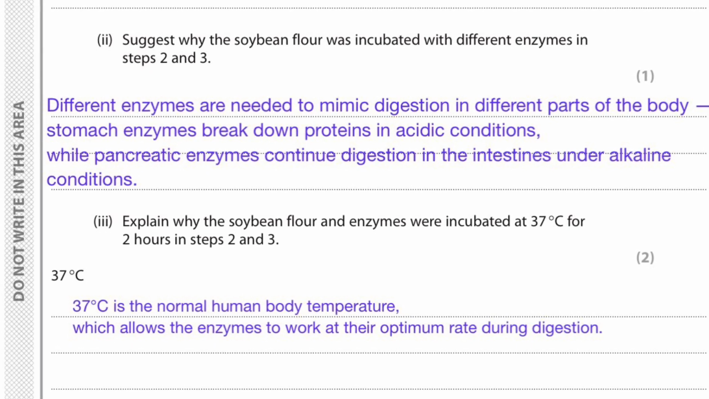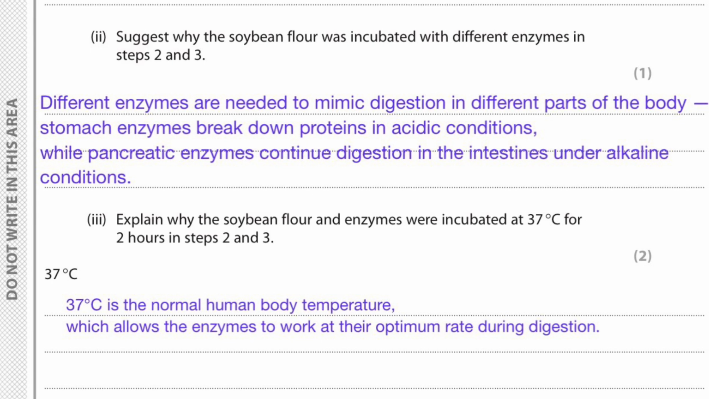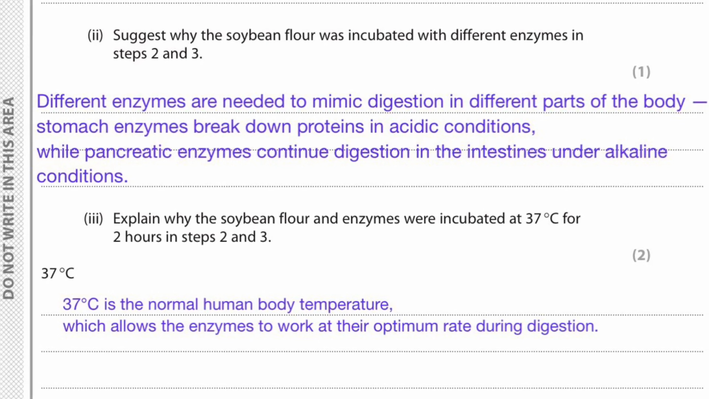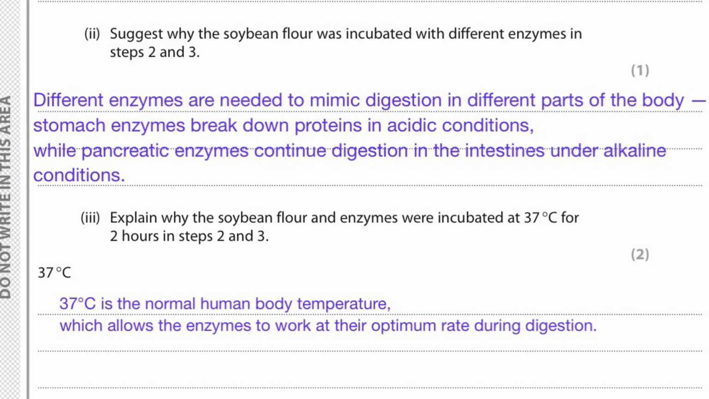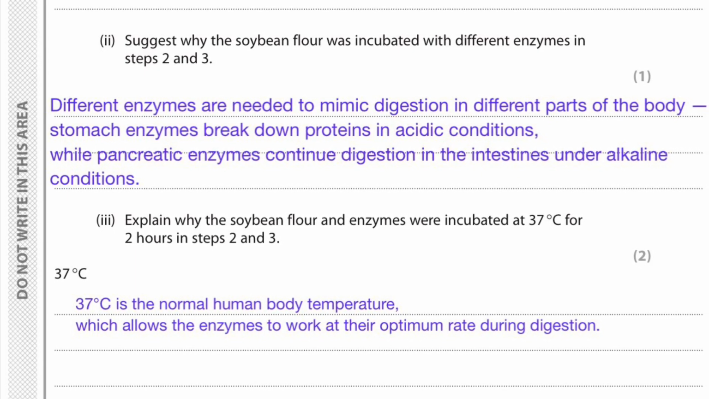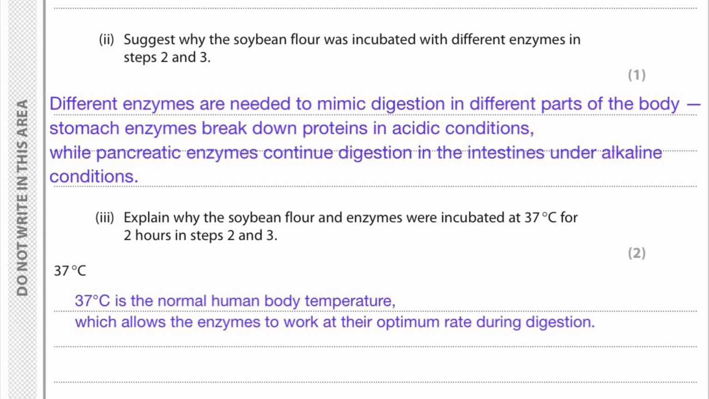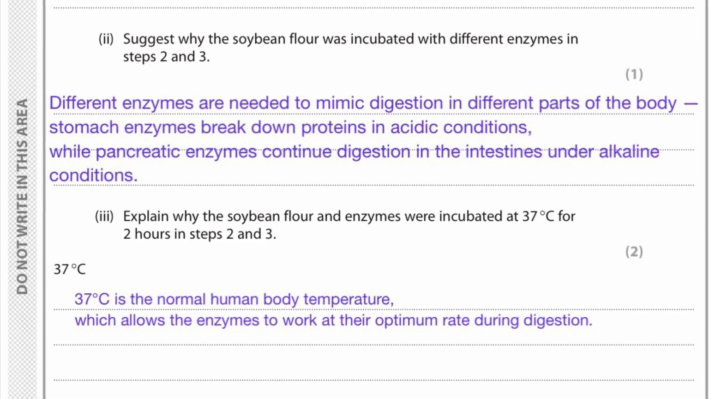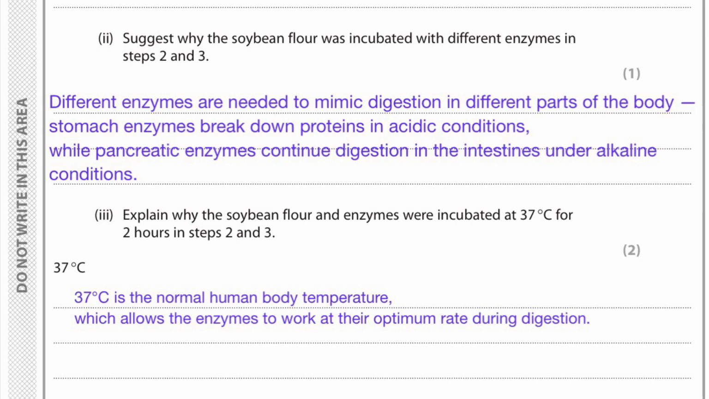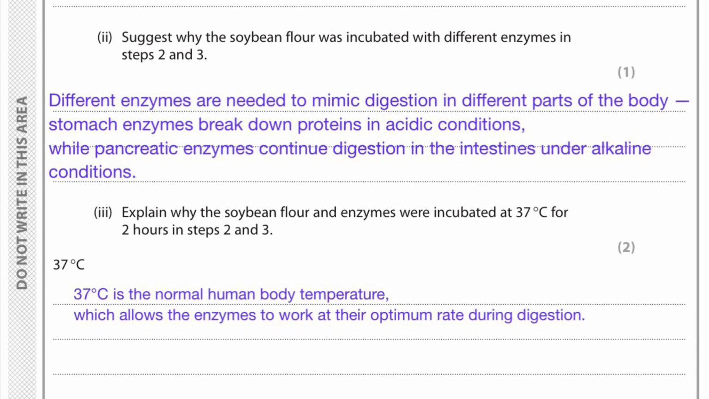Next, they say, suggest why the soybean flour was incubated with different enzymes in steps 2 and 3. This part is about using the right enzymes for each stage of digestion. So I said different enzymes are needed to mimic digestion in different parts of the body. Stomach enzymes break down proteins in acidic conditions, while pancreatic enzymes continue digestion in the intestines under alkaline conditions.